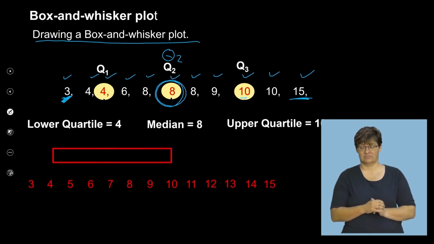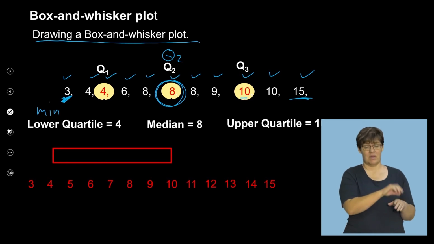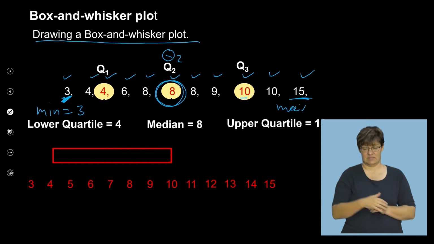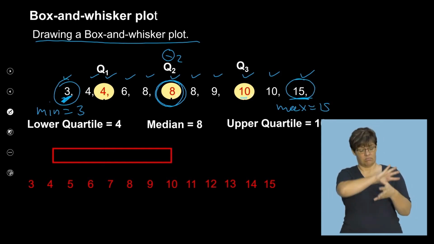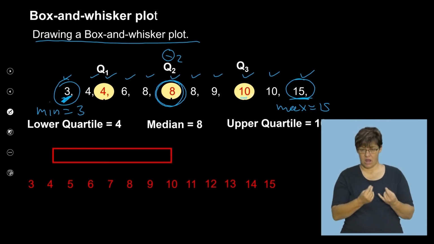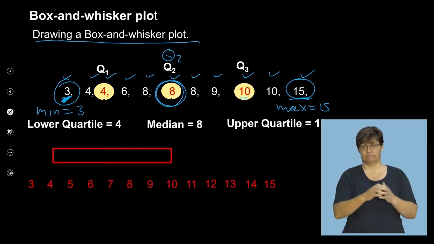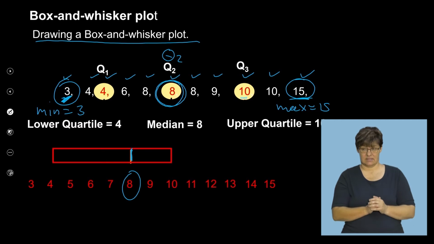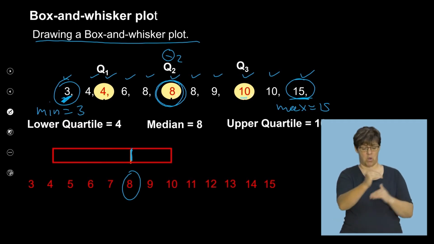Okay, so let's look at that. So the minimum value, I need to write that, which is 3, maximum, which is 15. I need that as part of the 5-number summary. Now let's draw the whisker plot. So there I start with the median. I know that the median is 8. Put a line there. My median is 8. So I draw a box.